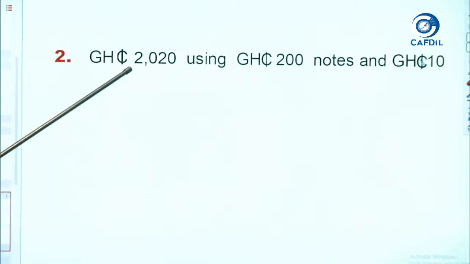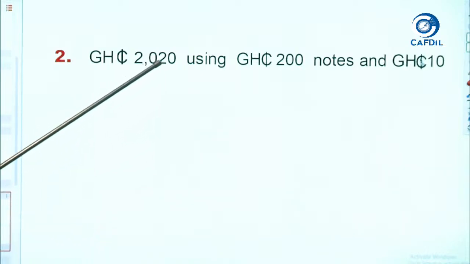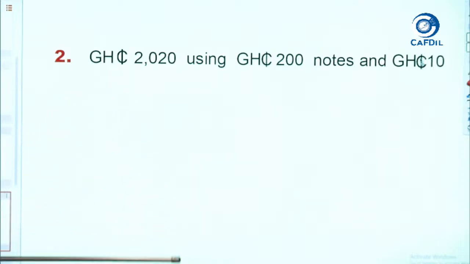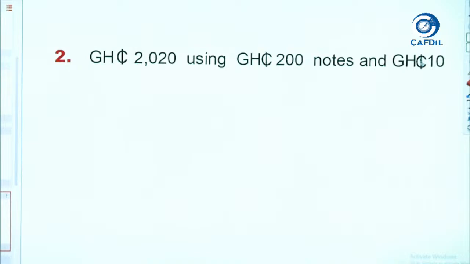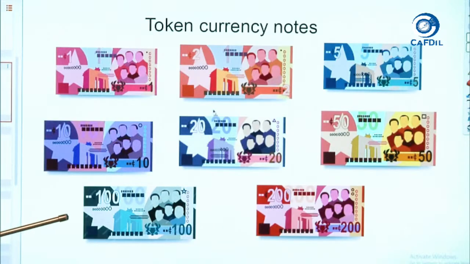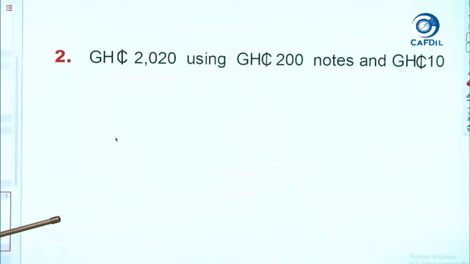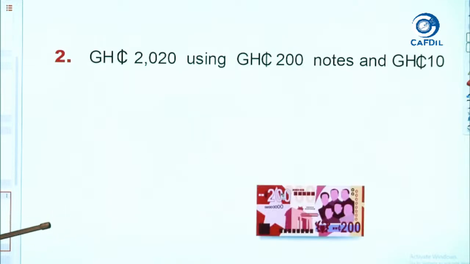This is our second question. What is the amount here? 2,020 Ghana cedis. Basic 6. We have a lot of money, yes. We had to model it using 200 cedis notes and then 10 cedis notes. The same, just as we did for the first question, we are going to do same for this. You have 2,020 Ghana cedis. Model it using 200 cedis notes and then 10 cedis notes.